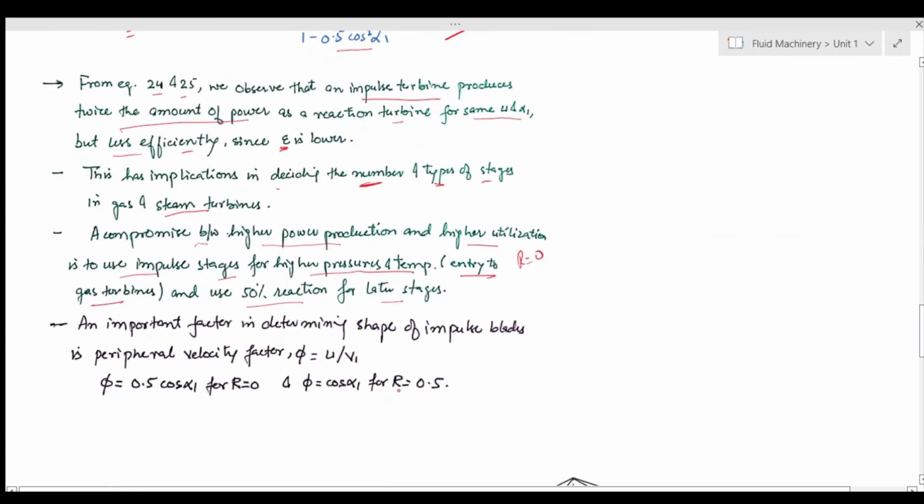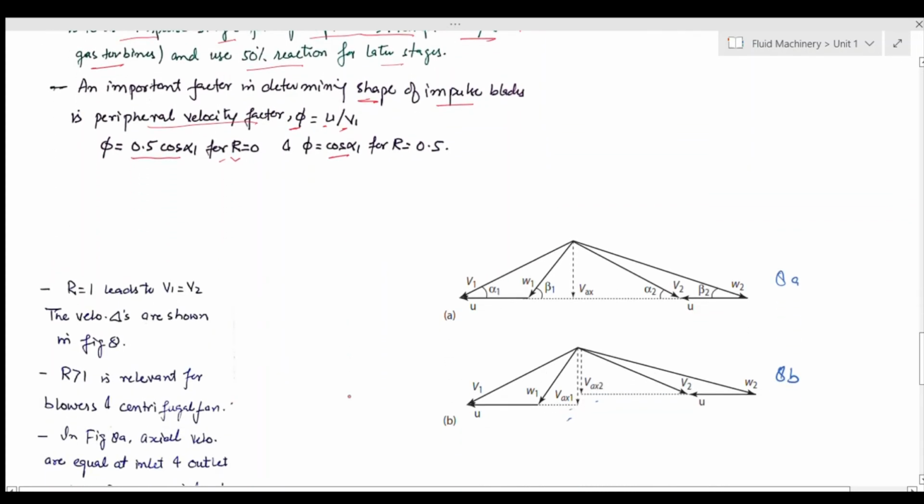Now let's look into another factor which is important in determining the shape of impulse blades, and this is known as the peripheral velocity factor phi, and this is equal to U divided by V1. Okay, so we get that phi equals to 0.5 cos alpha 1 when R is 0 and phi equals to cos alpha 1 when R is 0.5. So we have already talked about R equal to 0, R equal to 0.5. Now let's move on to R equals to 1.